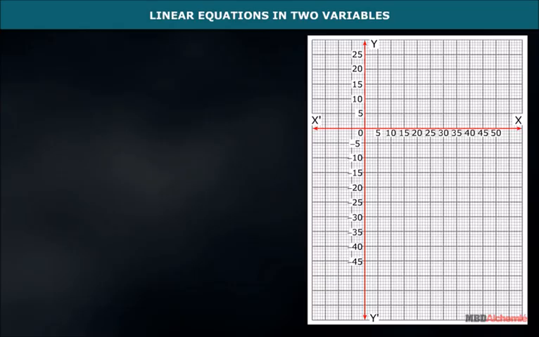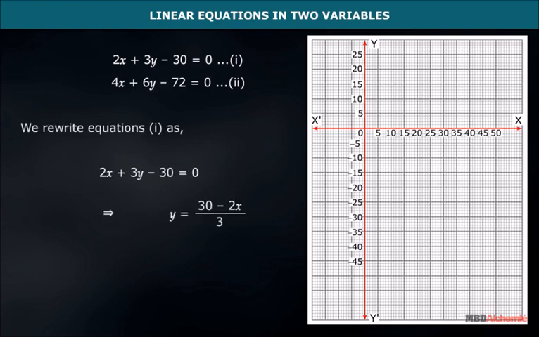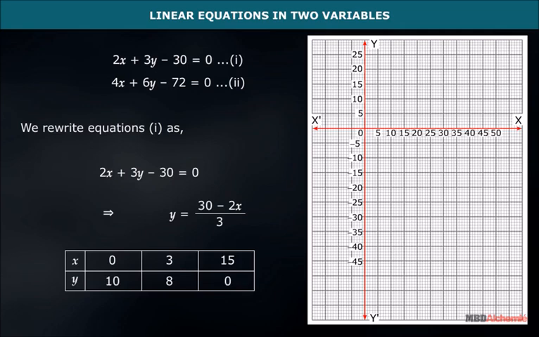Graphical representation of a system of linear equations. We are working on this system of linear equations: 2x plus 3y minus 30 equals 0 and 4x plus 6y minus 72 equals 0. We rewrite equation 1 as y equals (30 minus 2x) by 3. This helps us to tabulate the value of y corresponding to values of x.